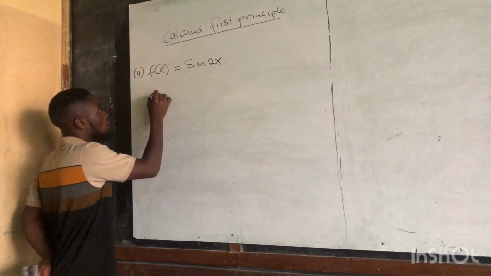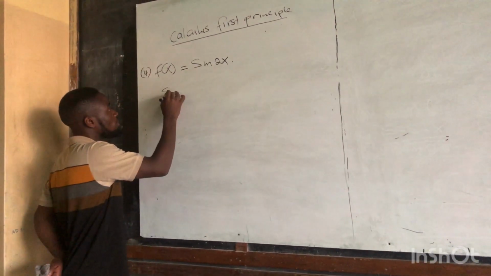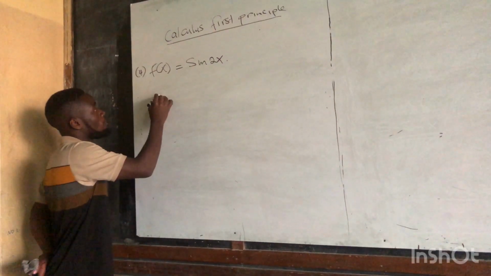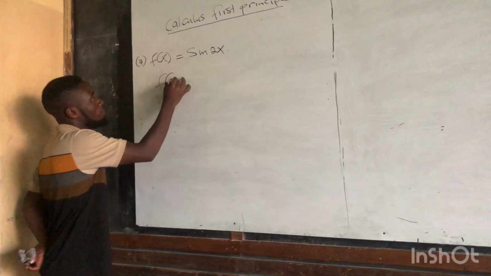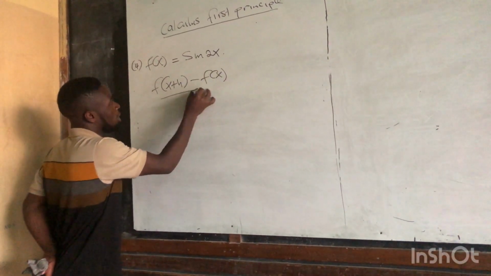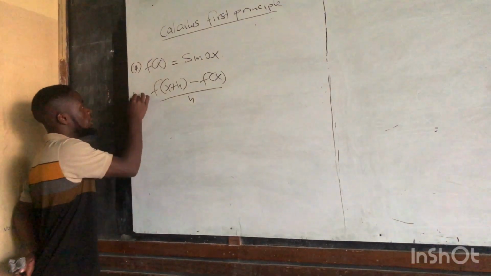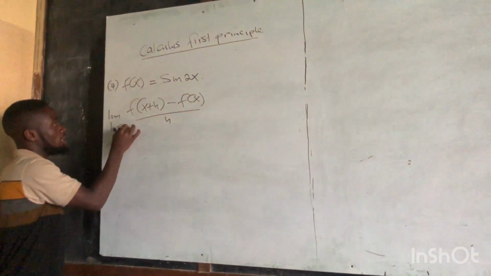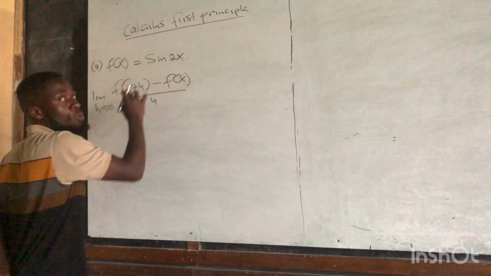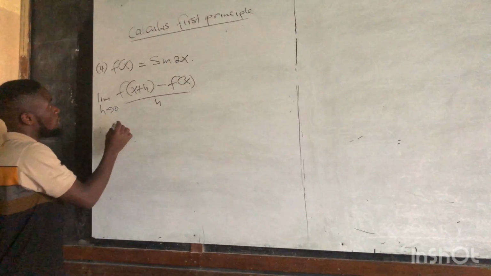So when you have, let's just put it here, let's say f of x, let's bring the formula: f of x plus h minus f of x over h, limit as h is approaching 0. So meaning, where there's x, let's put x plus h.